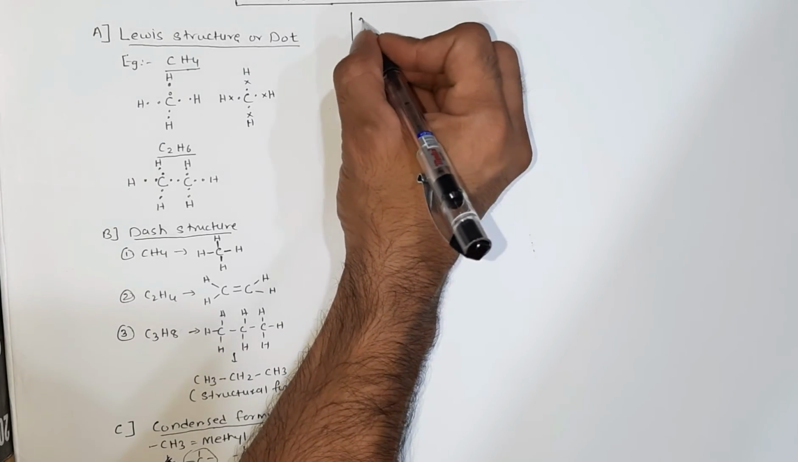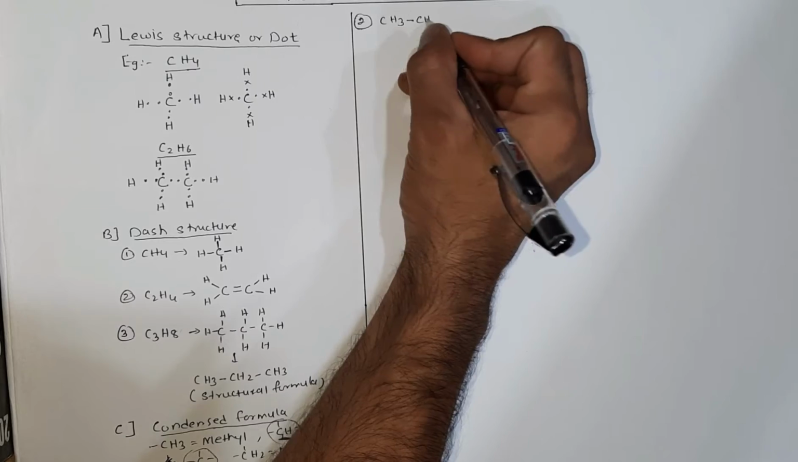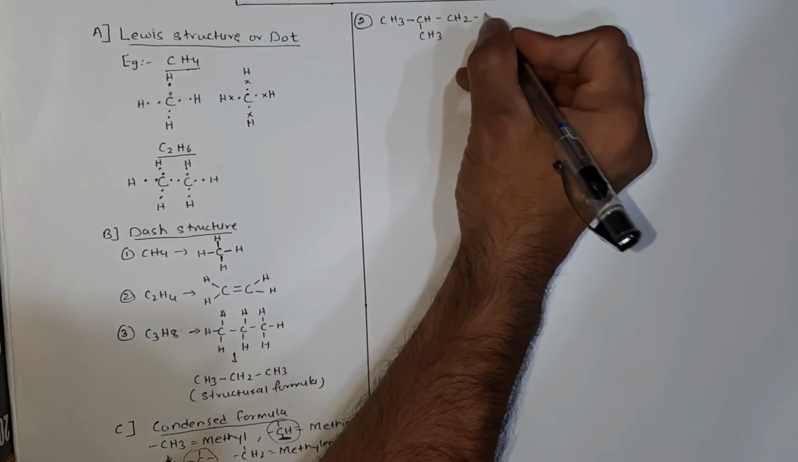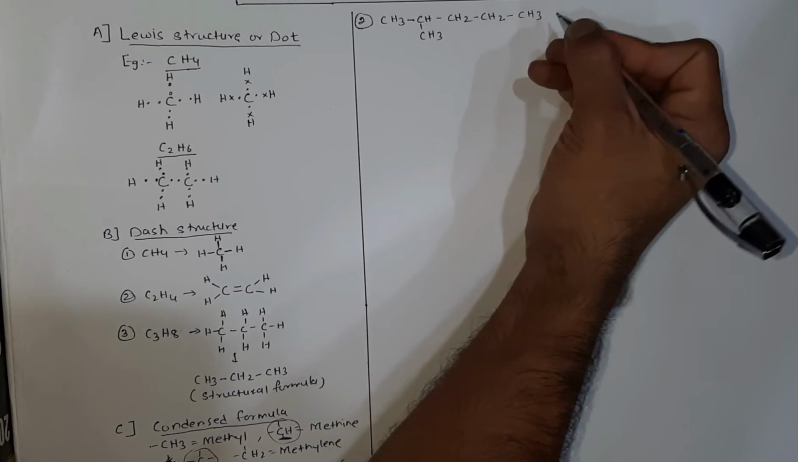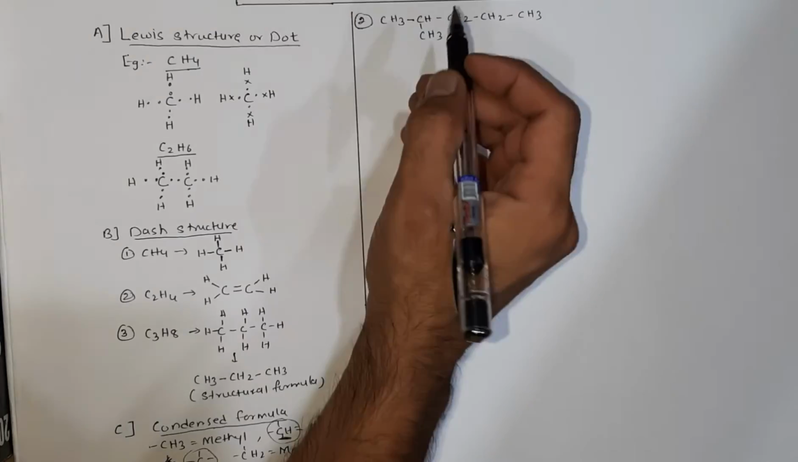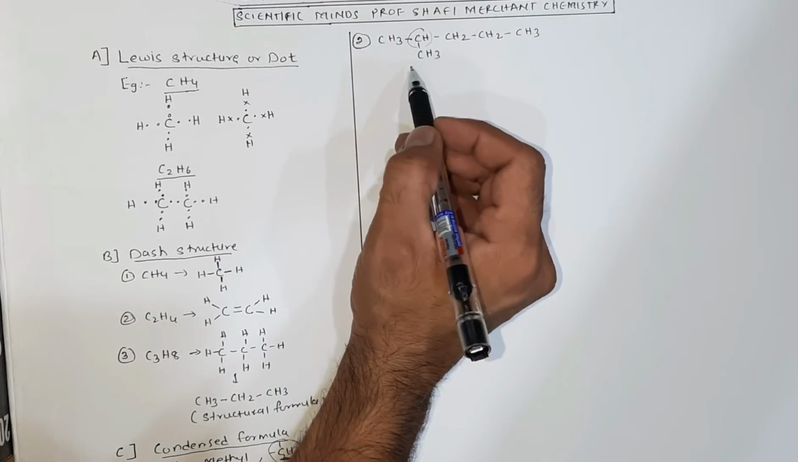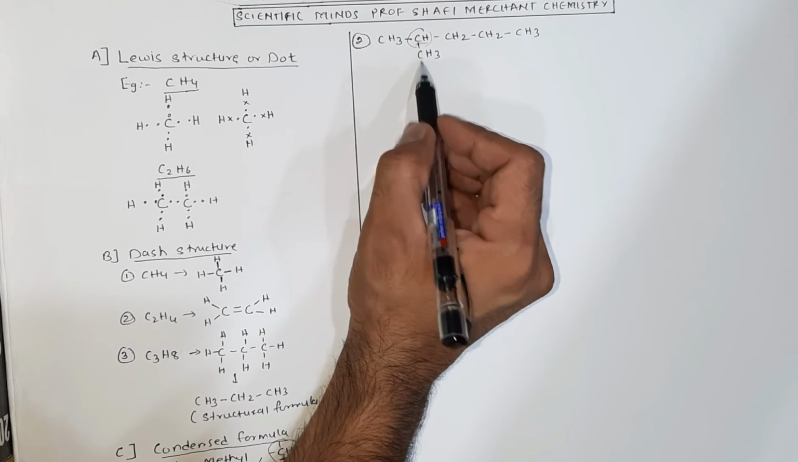Second example, let's take a branched one. CH3 CH, CH3 CH2 CH2, CH3. If there is a branched alkane, what will you see? A methyl group. If there is a branched alkane, first you catch the branch position. From here the branch has arisen.